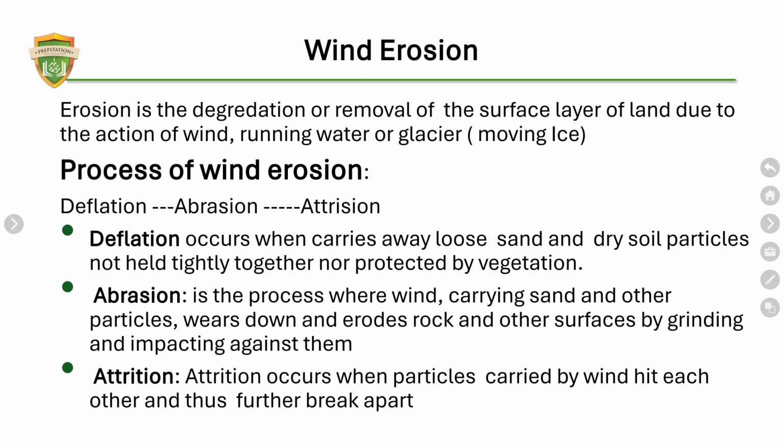Abrasion is the process where the wind carrying the sand hits against rocks, causing the particles to further reduce or wear the rock surface. So this is abrasion. And attrition is when these sand particles carried by wind hit against each other and further reduce in size.